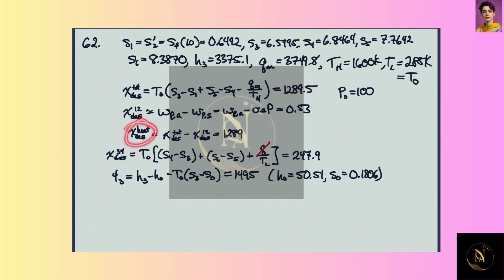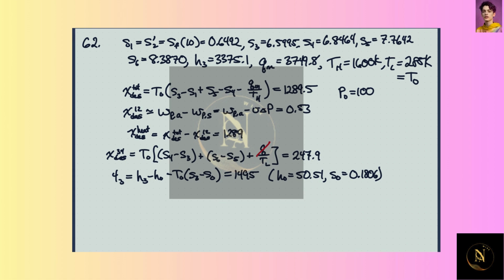The exergy destroyed in the heating process is this minus this, and that winds up being 1,289 kilojoules per kilogram. Basically what we did is we avoided finding S2. We had S2 prime, but got around calculating S2 by doing this process here. Not sure if it was worth it or not, but that's what I did.